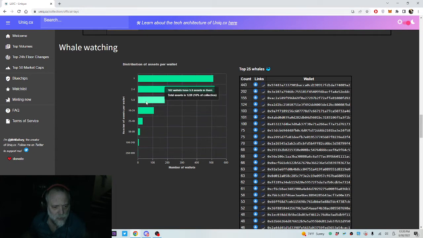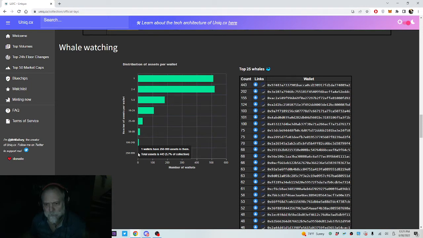Then, of course, you can go down and see where everybody's at. Like there's 182 holding 5 to 9. 108. You get to the big whales, the ones over here. There's 6 wallets that are holding over 100 to 250. And 1 wallet holds over 250 assets. They're holding 5% of the collection.